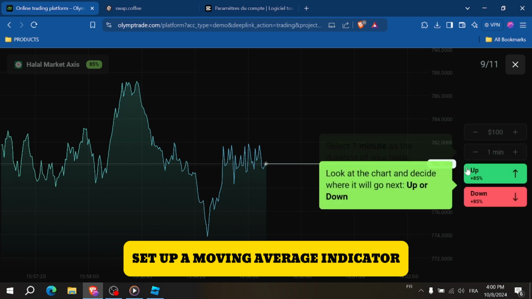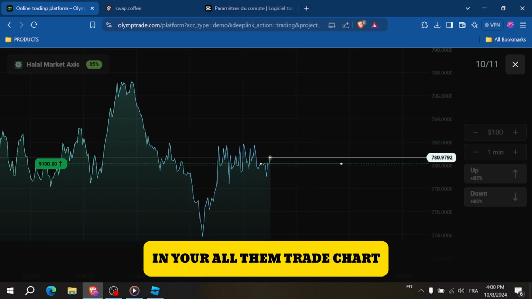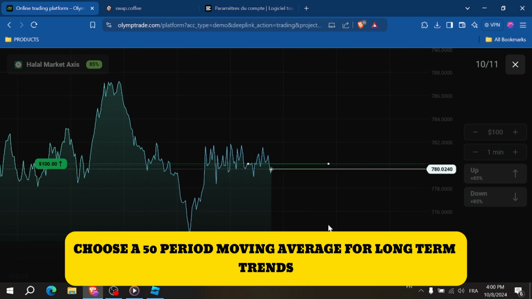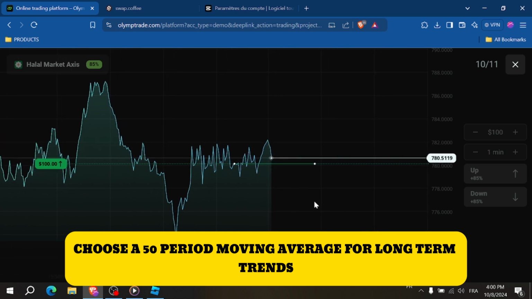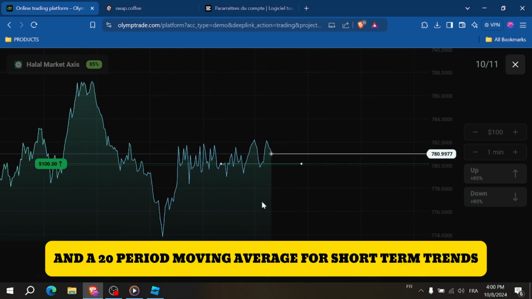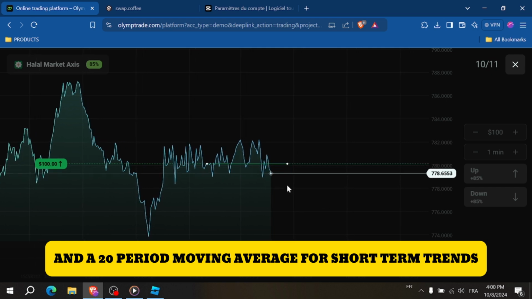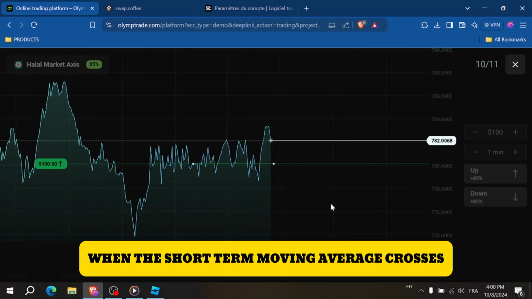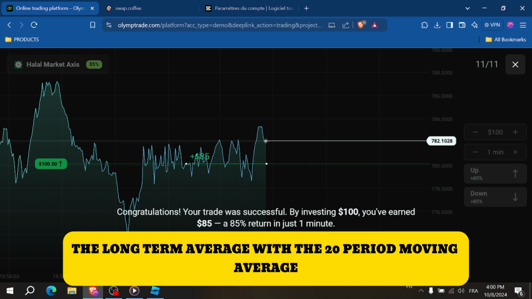To get started, set up a moving average indicator in your Olymp trade chart. Choose a 50-period moving average for long-term trends and a 20-period moving average for short-term trends. The strategy works when the short-term moving average crosses the long-term average.